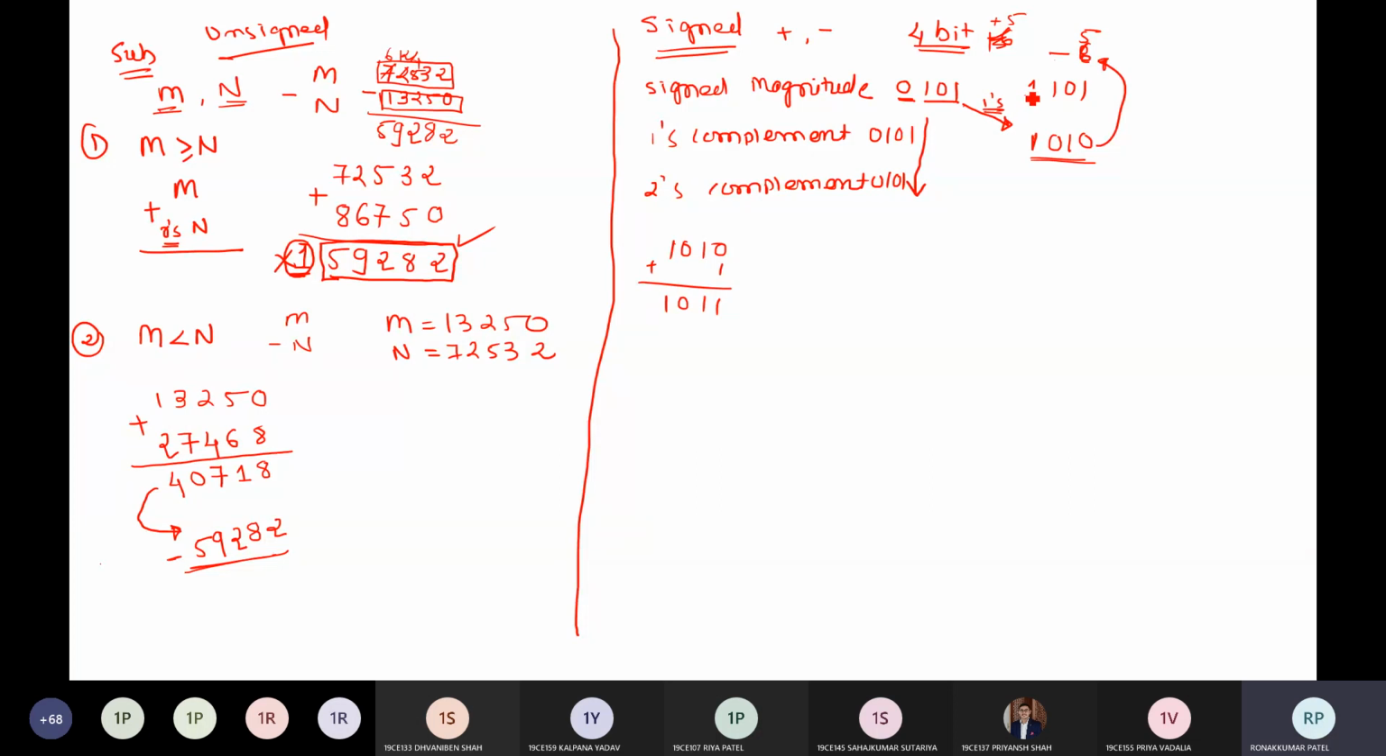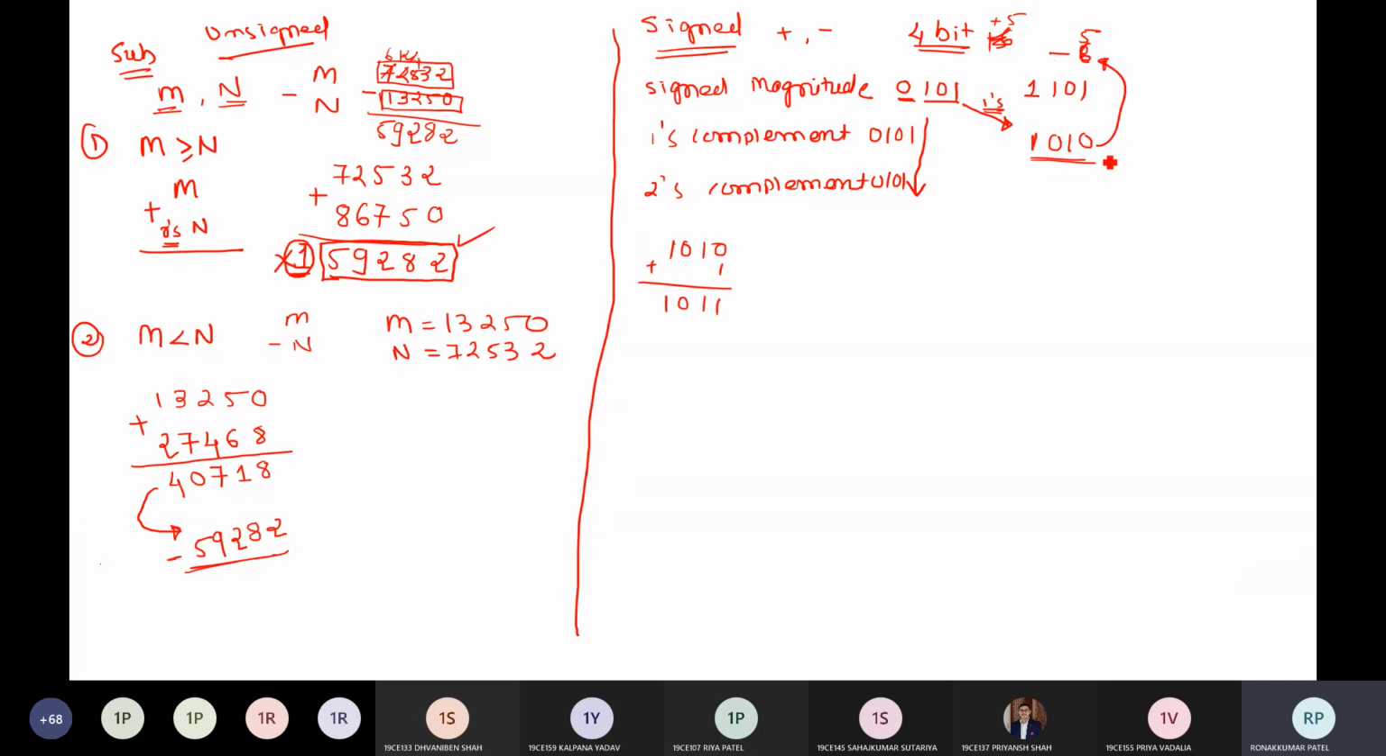Correct. So plus 5 we have a representation, minus 5 then we have a representation. Now we are representing minus 5 using 1's complement. So first represent plus 5, 0101. Now take 1's complement of it.